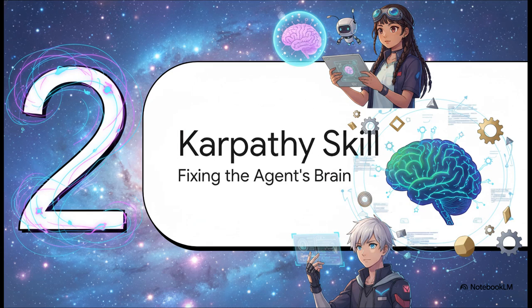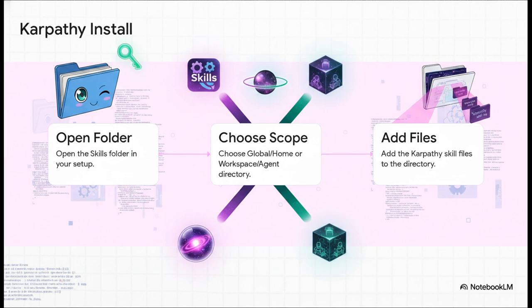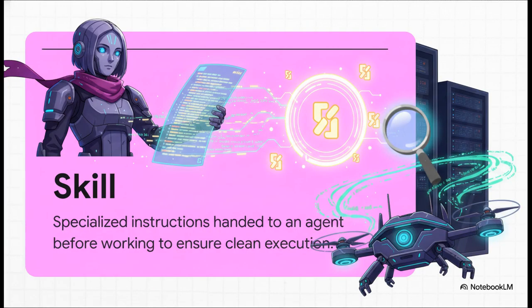Moving on to Section 2, installing the Karpathy skill. Time to actually fix this agent's brain with our first mandatory community upgrade. Adding the Karpathy skill is a pretty straightforward process, but you have to know exactly where to put it. First, just open the skills folder right within your Antigravity setup. Next, you need to decide on your scope. You can place it in the global home directory under the Gemini folder if you want it everywhere, or you can drop it directly inside your specific workspace agent folder for project-level access. Finally, just move the Karpathy skill files right into that chosen directory. Simple as that. But you know, what exactly did we just install?